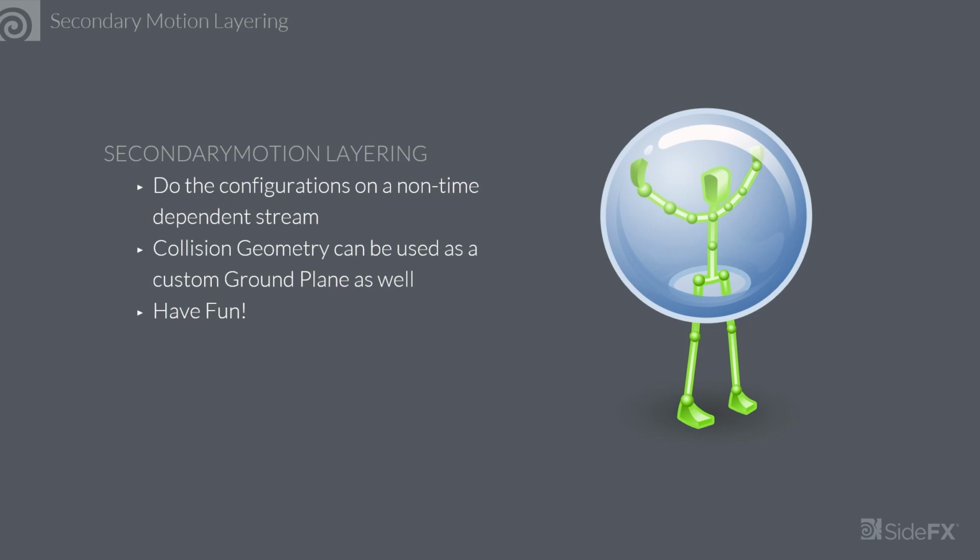Next one, we've used the collision geometry input in this case for a custom ground plane. Even though on the Ragdoll solver itself you have an option for a ground plane that's by default just a transform or a height field, if we want to use any type of SOP geometry as a ground plane, we can just use the fourth input, and that's going to work the same way.